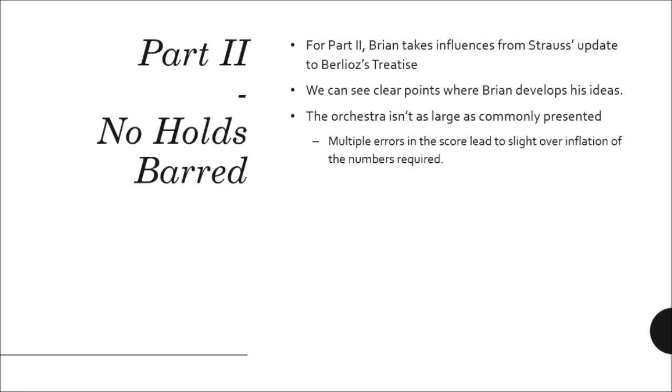But let's get to part 2, because part 2 is where we have no holds barred. Part 2, Brian takes his influence from Strauss's update to Berlioz's treatise. And there's a couple pages in particular. It's actually in the page where he's talking about the bassoon, and he's talking about some newer additions to the woodwind section. We will look at those more in detail in the next couple slides. But we really clearly see where Brian gets the ideas for how to form his orchestra from Strauss's updates.